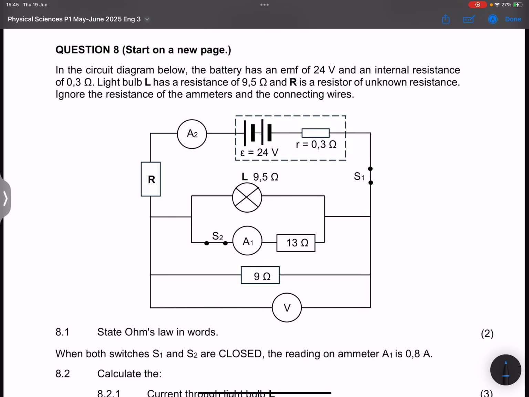This time we'll be looking at electric circuits, aka Ohm's law. We are going to look at question 8 from the May-June 2025 exam.